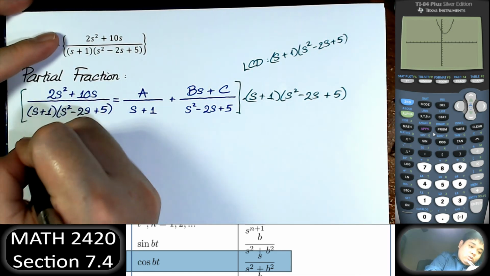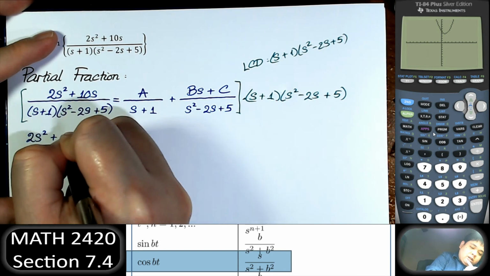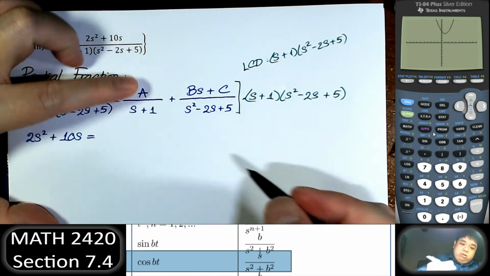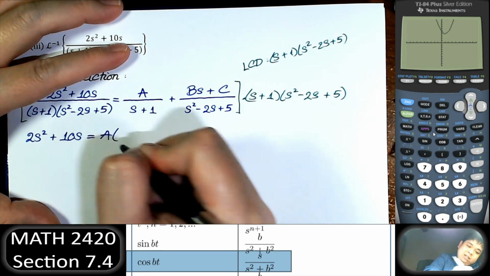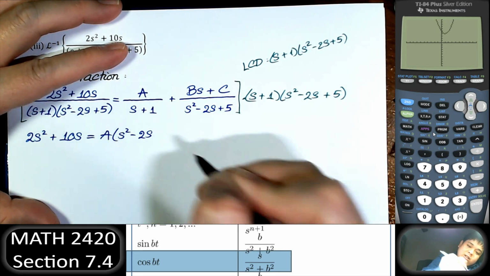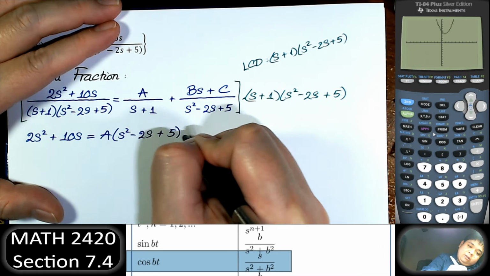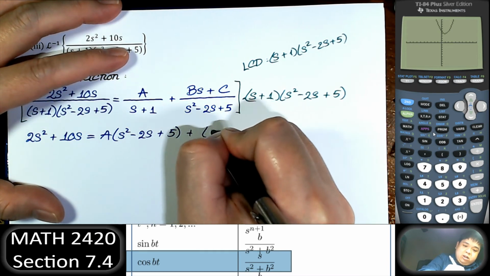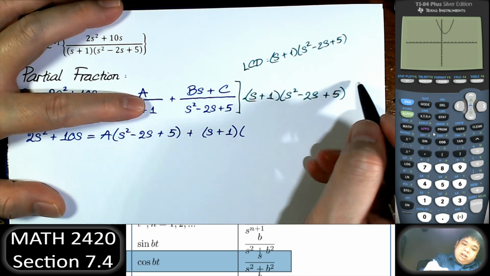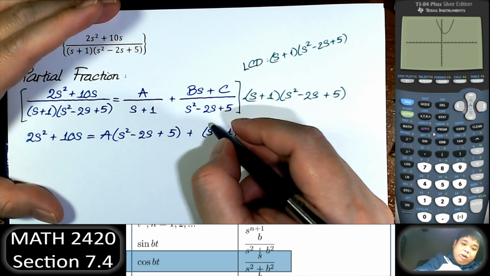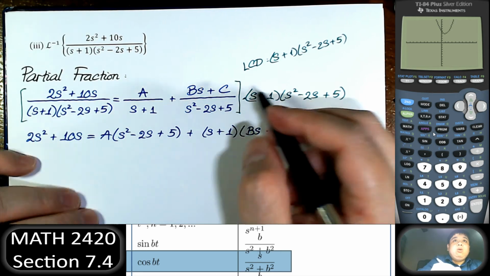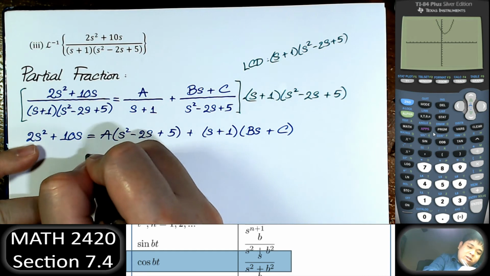So we have 2s squared plus 10s equal to, s plus 1 cancels out, we have A times s squared minus 2s plus 5. And then we have s plus 1 times Bs plus C, because the quadratic factor cancels out. Right, multiply it out, combine like terms.